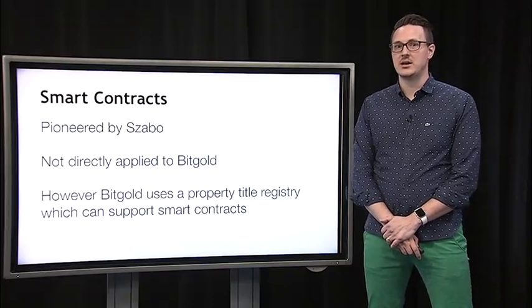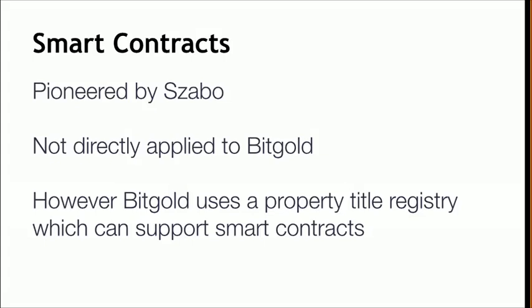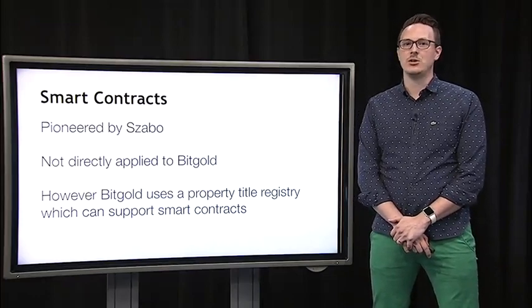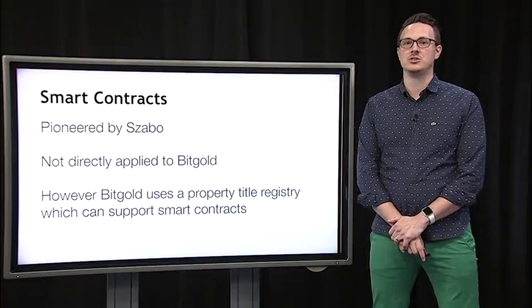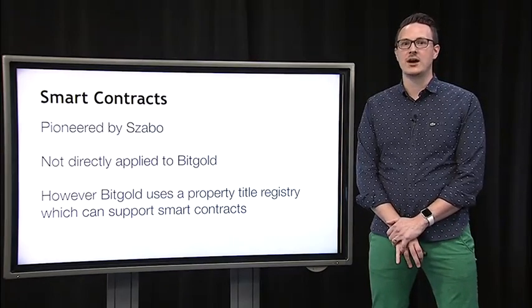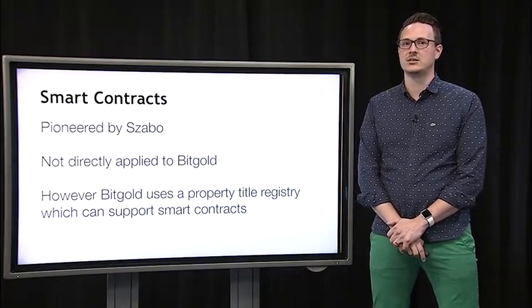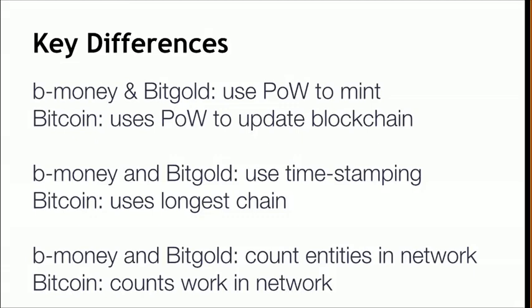Now, smart contracts is something else that was pioneered by Szabo that Bitcoin touches on, and other altcoins like Ethereum take to a larger extent. Smart contracts, Nick never really wrote directly about how smart contracts would work in Bitgold. He did write in general about how they might work with a secure title registry, which is the primitive that Bitgold uses to keep track of all the transactions. But in any case, he did a lot of writing on that aspect of digital cash as well. In both BMoney and Bitgold, proof of work is used to directly mint currency. Anybody can solve a proof of work, and the solution is money itself.